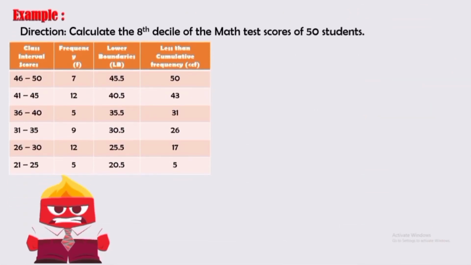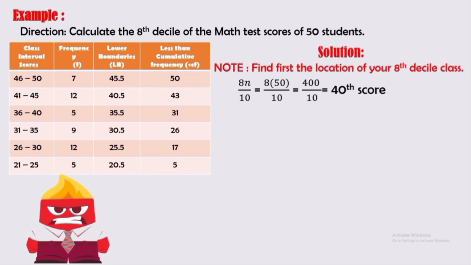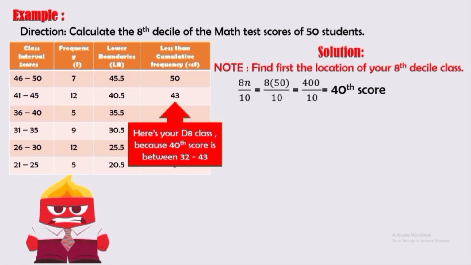Using the given data, here is our solution. Note, find first the location of the 8th decile class. 8 times the number of students divided by 10. 8 times 50 divided by 10. 400 divided by 10. Our score is 40. Here is your 8th decile class because the 40th score is between 32 and 43.